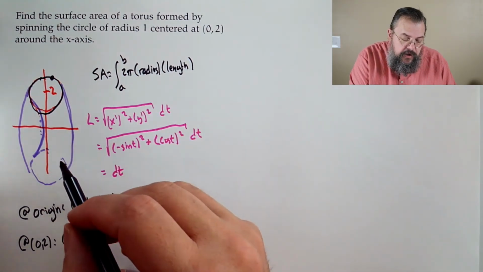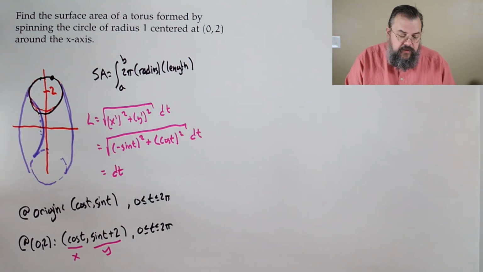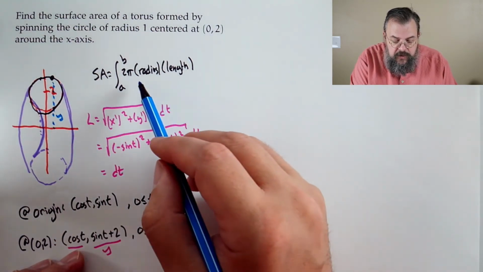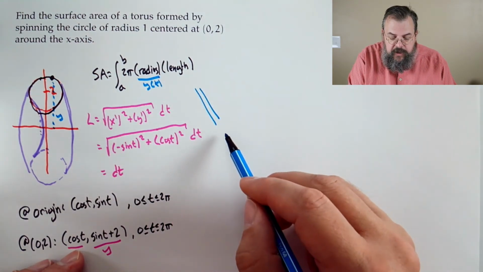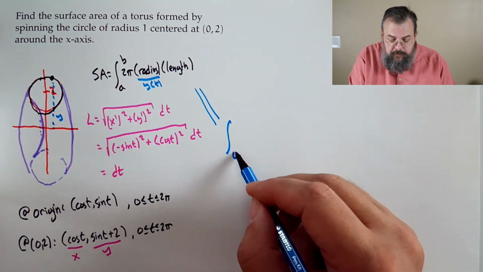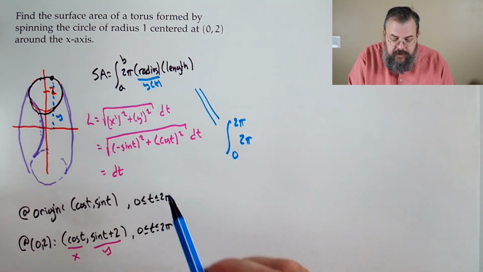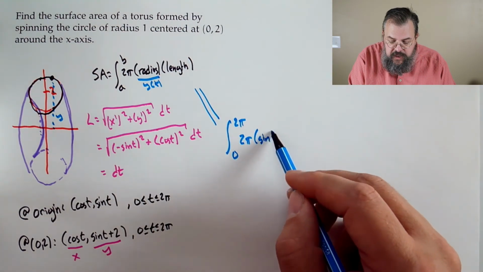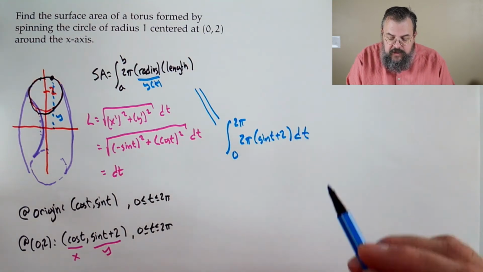So the last thing, we know our length. What's the radius? Well, our radius is down to the axis because we're spinning around the x-axis. So our radius here is y. So this is our y of t. So we put it all together. We get that our surface area is the integral from 0 to 2 pi, start to stop, our factor of 2 pi coming from there, our radius, which is y of t, which is sine of t plus 2, and our length, which simplifies to dt.